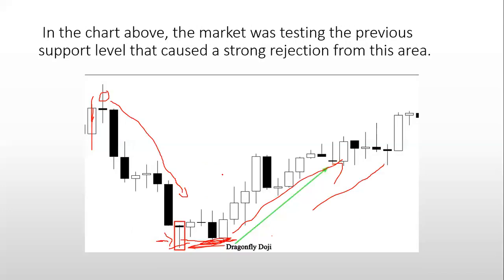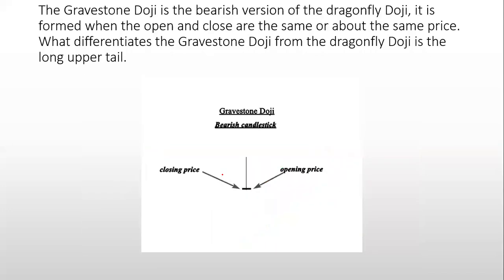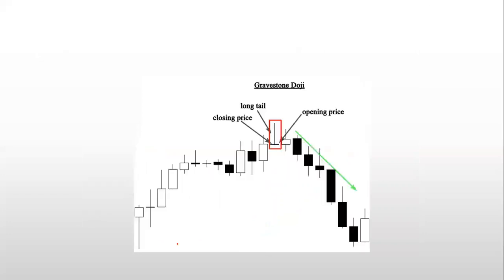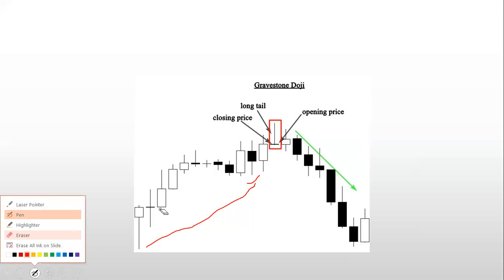Then the opposite of the dragonfly doji is the gravestone doji, or the bearish candlestick, which shows that the sellers have taken over the market. You could see that there was a long tail over here before the closing price and the opening price took place. So this is just the opposite of the dragonfly doji. Now we could also see a similar scenario here. You realize that the market came from the buys all the way up over here. Sorry, let me draw it well so that it is very clear.